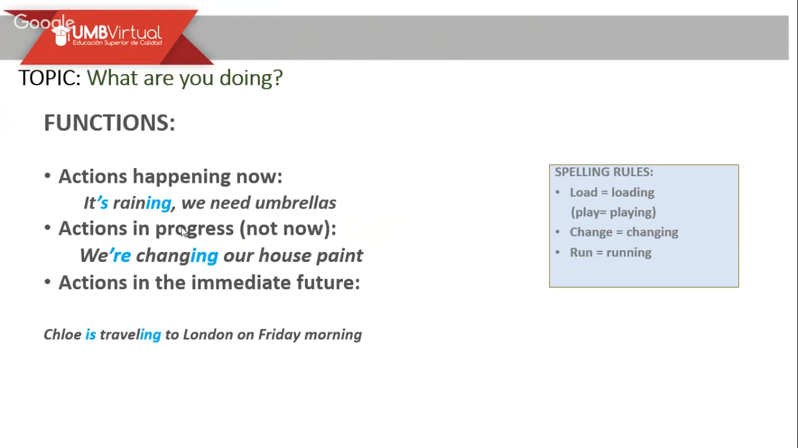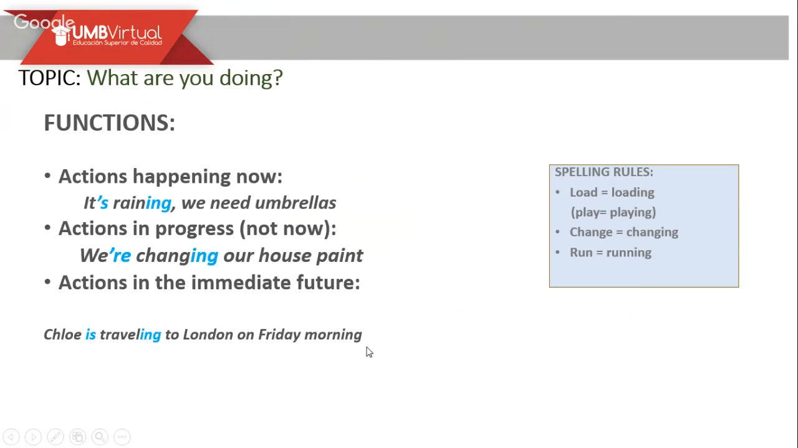¿Cuál es la diferencia entre la primera y la segunda? En esta hacemos referencia a acciones que están ocurriendo en el momento, mientras en la segunda estamos hablando de acciones que están en progreso. No es ahora, pero tienen un tiempo determinado en el cual nosotros estamos elaborando un proyecto, o en este caso estamos cambiando la pintura de nuestra casa. Tal vez no ahora, pero hemos venido trabajando durante esta semana en dicha acción. Por eso podemos utilizar el presente progresivo o continuo. Acciones en el futuro inmediato. Chloe is traveling to London on Friday morning.